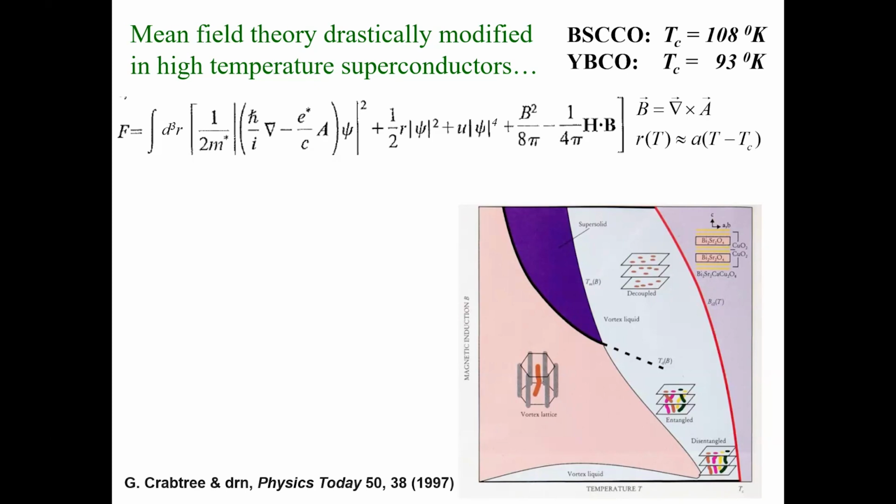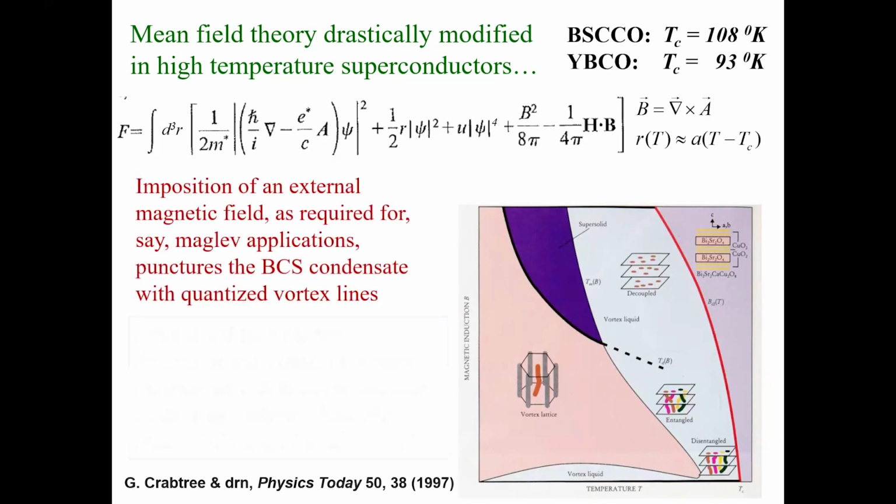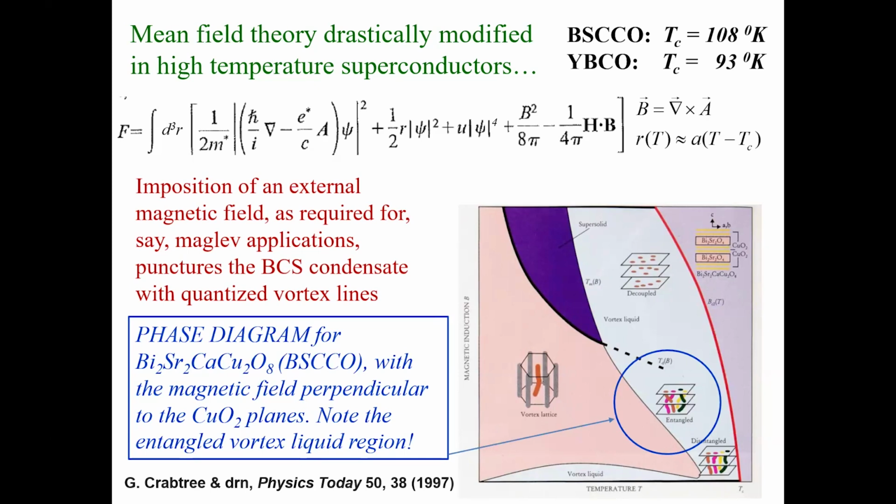I want you to focus on the one that is shown right here, and that's when we have the superconducting analog of a polymer nematic. You have vortex lines wandering up, interacting with some kind of repulsive pair potential. This is a typical phase diagram for BSCCO, bismuth strontium calcium copper oxide, with a magnetic field perpendicular to the copper oxide plane. And I want to ask you to think about this entangled vortex liquid.